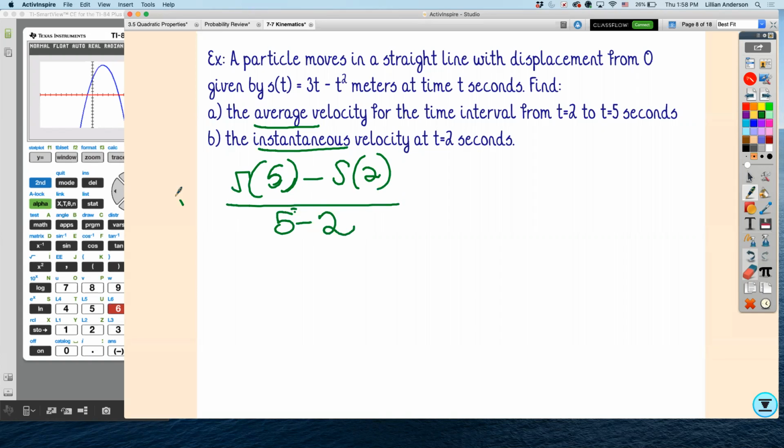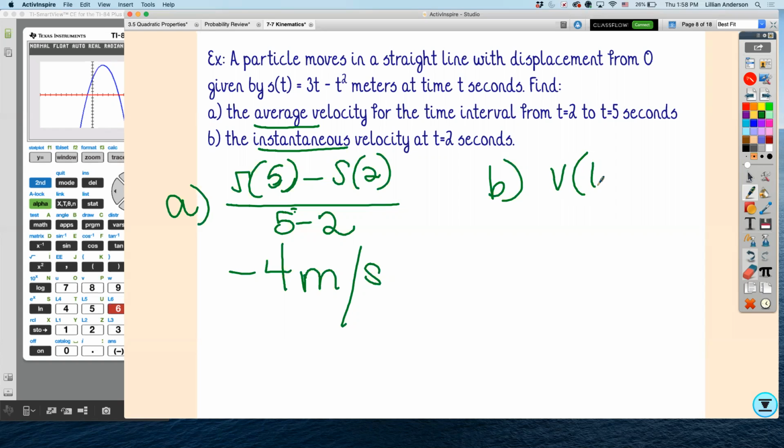What did you get? Negative 4. Meters per second. Yes, that's your average velocity. Okay, what about your instantaneous velocity? Negative 1. Very good, because remember, you need to take the derivative of displacement. What was your derivative?